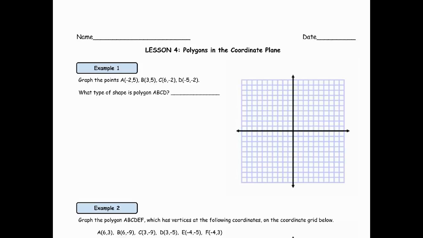Hi everyone, welcome to lesson number 4, polygons in the coordinate plane. Example number 1 says graph the points.